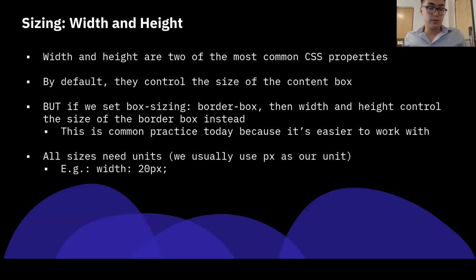Now, all sizes need units, right? If you just were to write width 20, that doesn't make any sense, because 20 what? It could be anything. So usually we'll use what's called pixels. These are just browser pixels. They're not actually pixels on your screen, because obviously a desktop screen, for example, is going to have more pixels than a phone screen. So pixels in the context of CSS is a standardized unit that's supposed to look fairly similar across all browsers. So to give you an idea, 20 pixels is actually very small. That's only going to be like a couple millimeters probably on your screen.